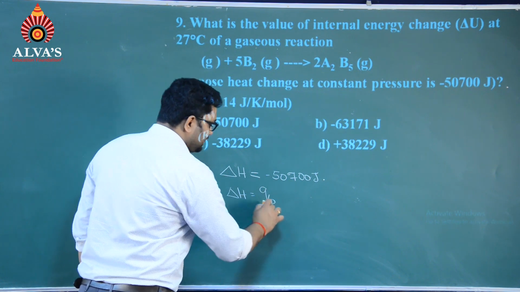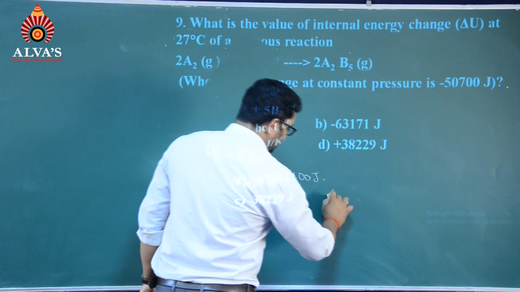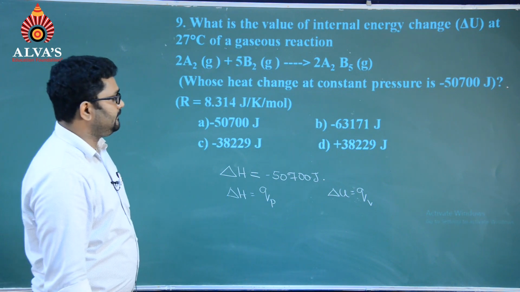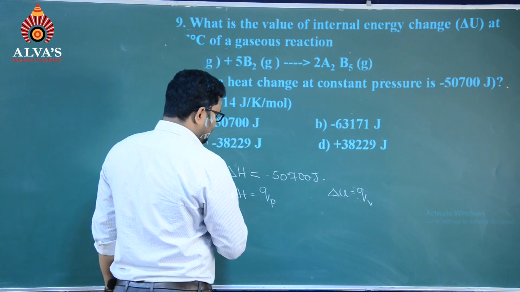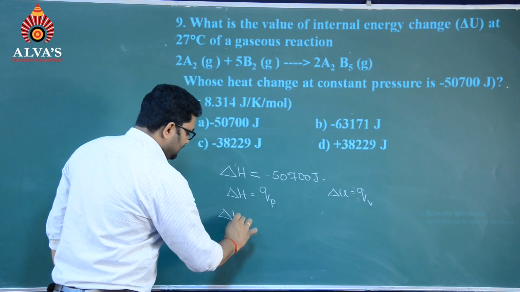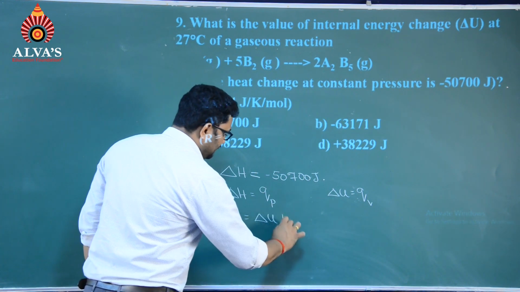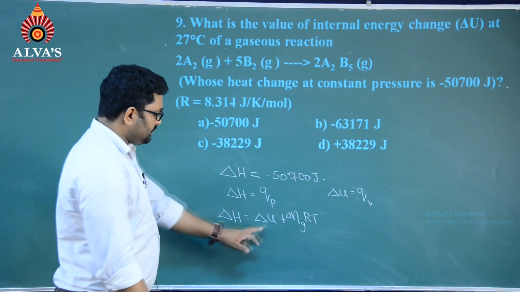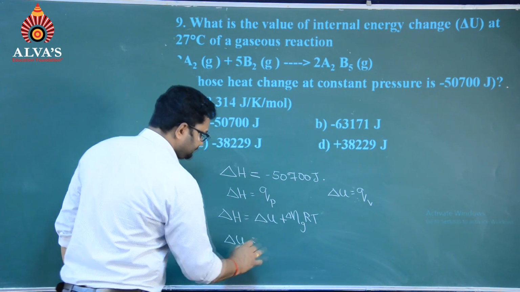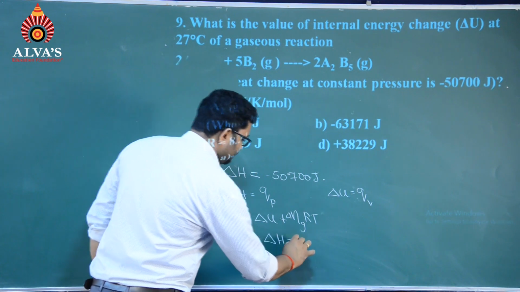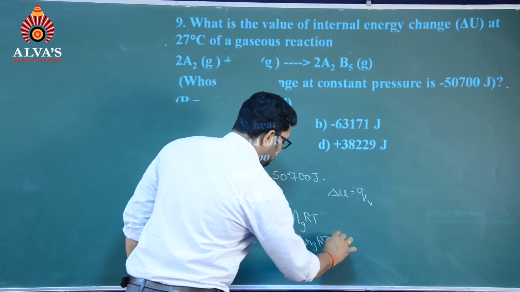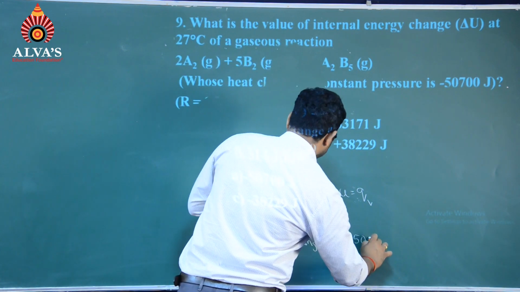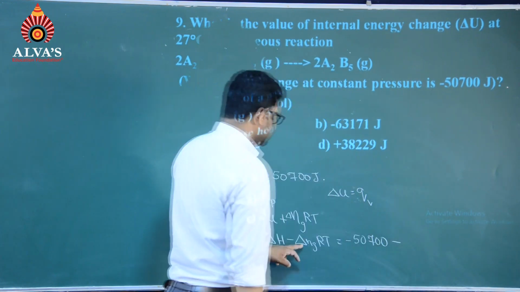You can take the equation like this also. Heat change at constant pressure is delta H and heat change at constant volume is delta U, that is internal energy. Now, there is a relationship between enthalpy delta H and internal energy: delta H equals delta U plus delta Ng RT. The question is to find delta U, that is delta H minus delta Ng RT. We have the value for delta H, that is minus 50,700 joule, minus delta Ng.